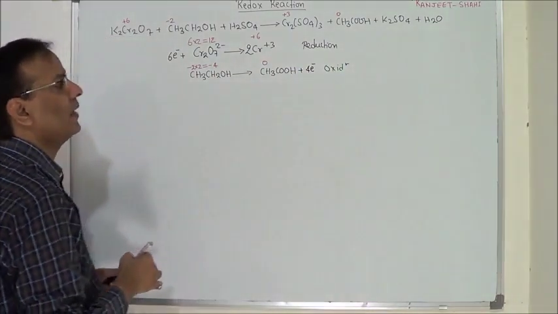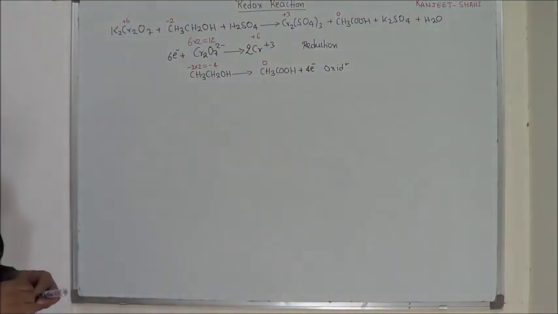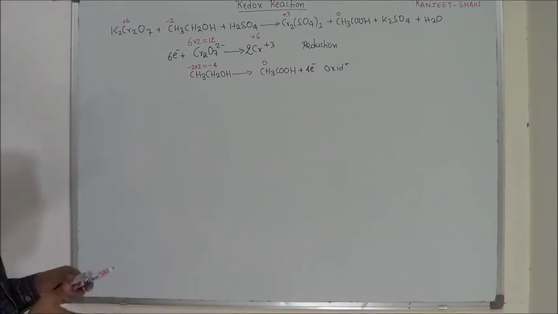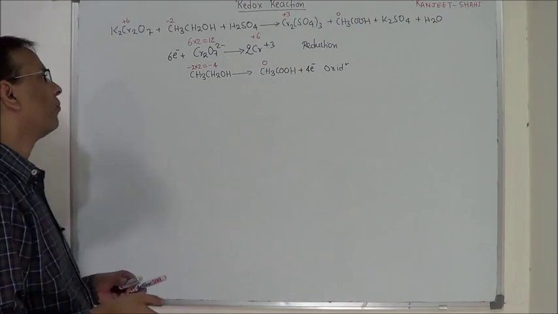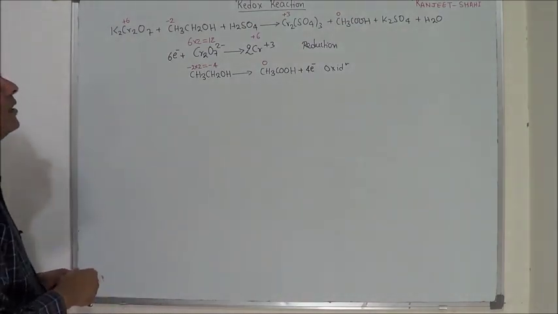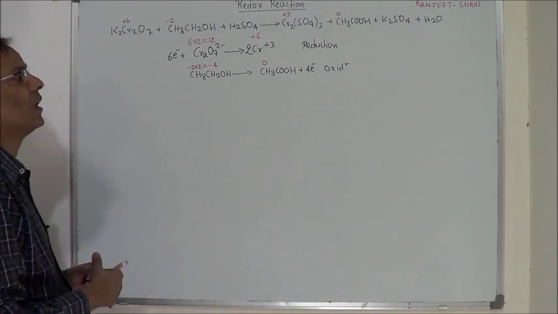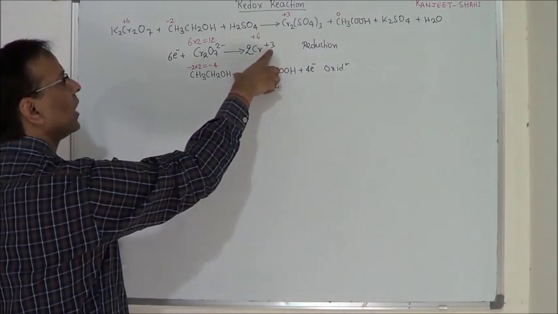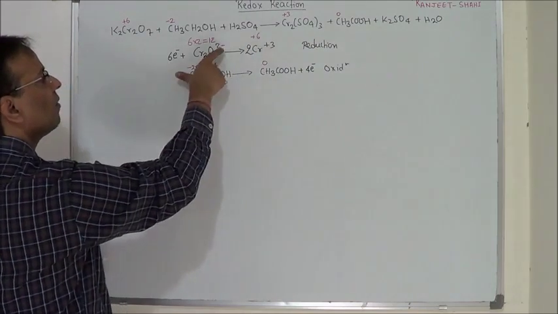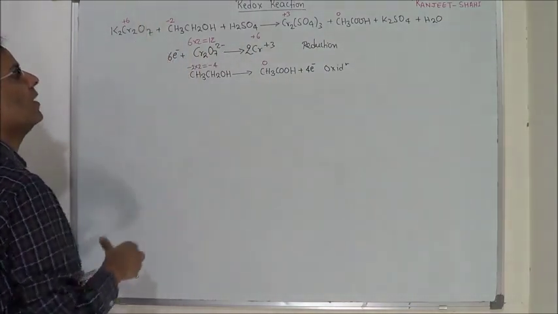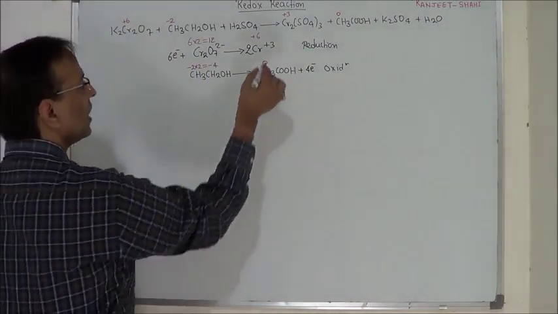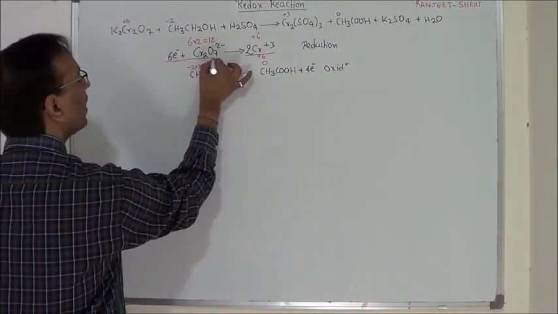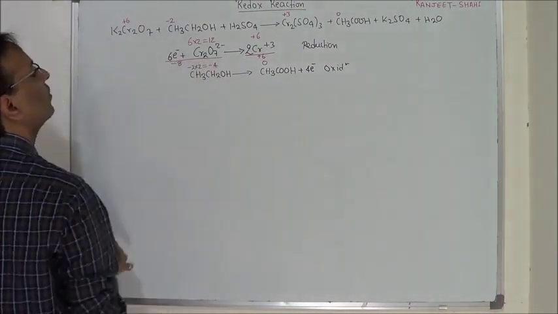on the higher side. So now oxidation number is balanced. The next is charge balancing. If we determine the charge, we see in the first reaction we have 2 into plus 3 plus 6 charge. Here we have minus 2 and minus 6, minus 8. So charge is on this side plus 6, on this side it is minus 8.